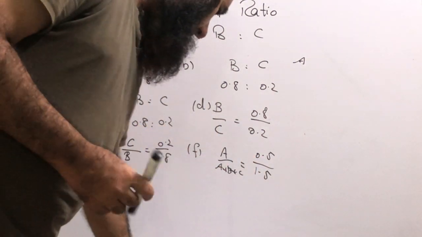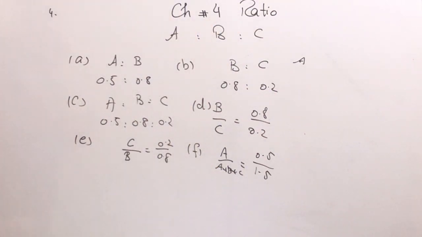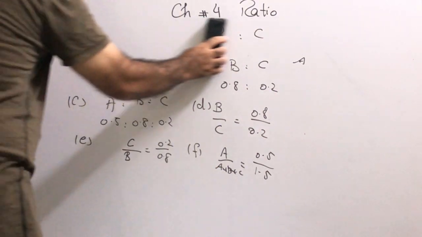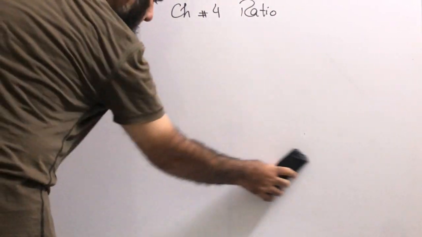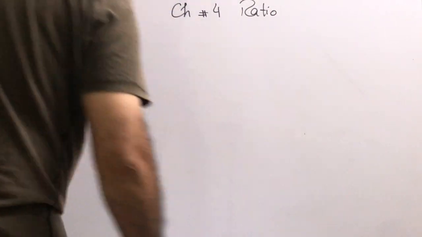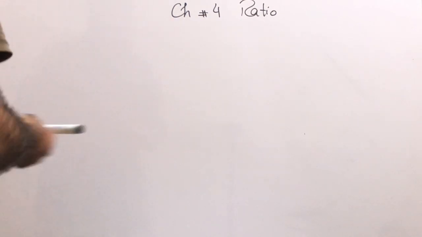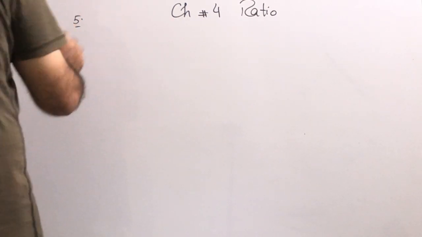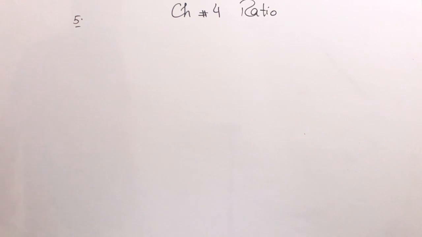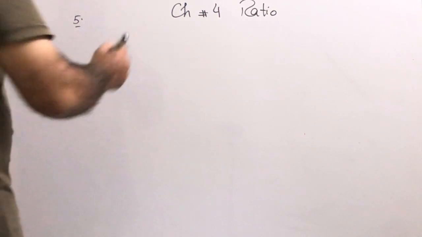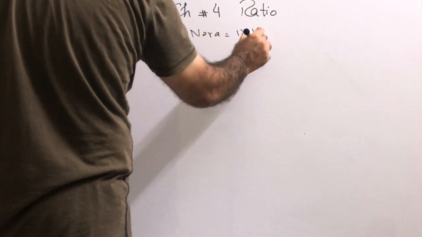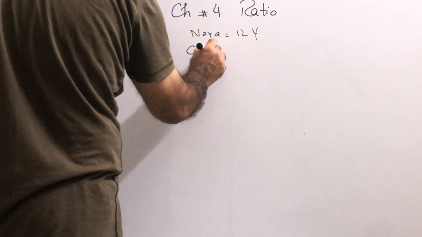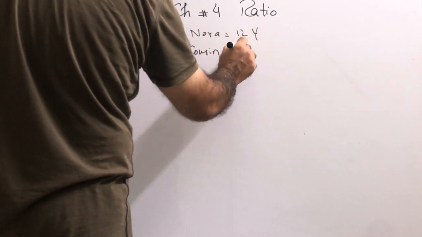So by this way we have completed all the parts of question number 4. These were very easy. Hopefully you got the message and it is easier for you. Number 5 on page number 70 says Nora is 12 years old and her cousin is 4 years old. So Nora is how much? 12 years and cousin is how much? 4 years.